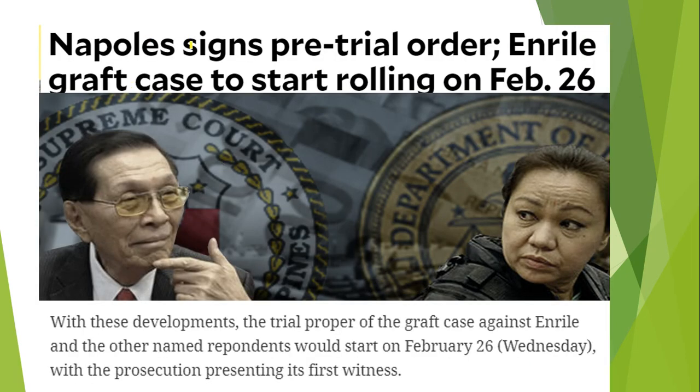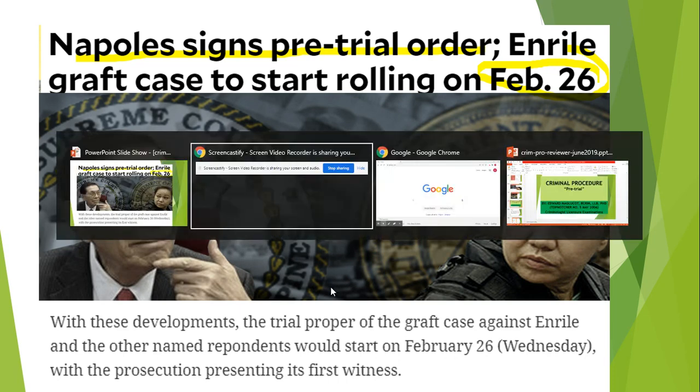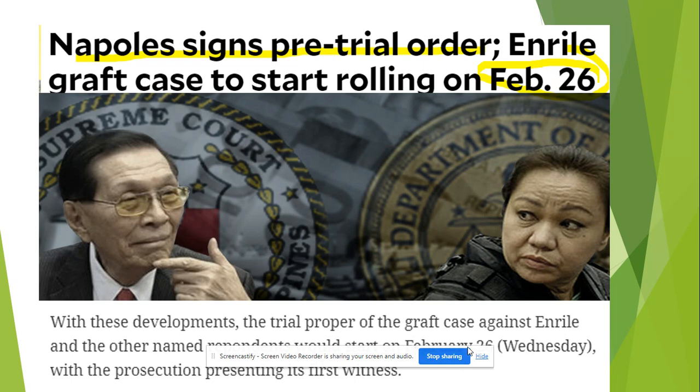Okay, Napoles signs pre-trial order. Napoles signs pre-trial order in the Telegraph case to start ruling on February 26. Kasi after pre-trial, then trial proper will follow. Okay, so I think that's the last topic that I'll discuss under pre-trial.